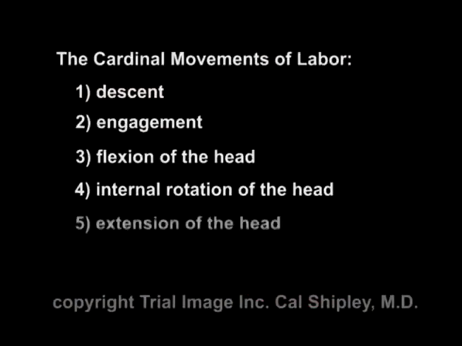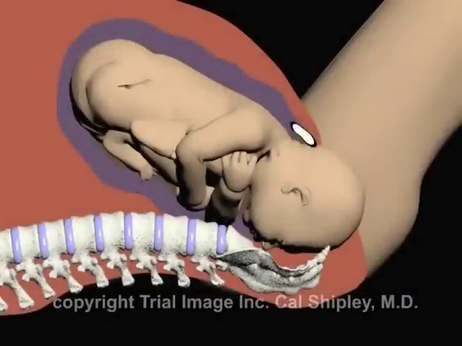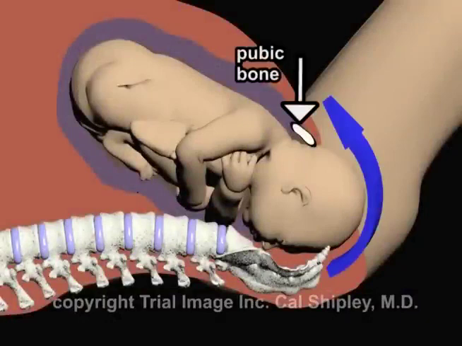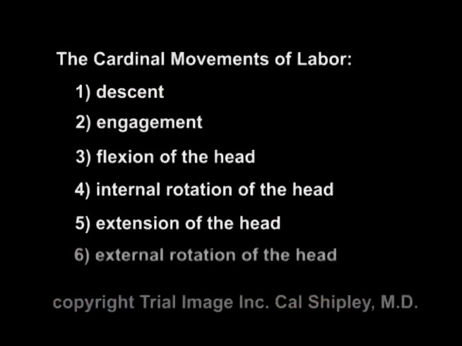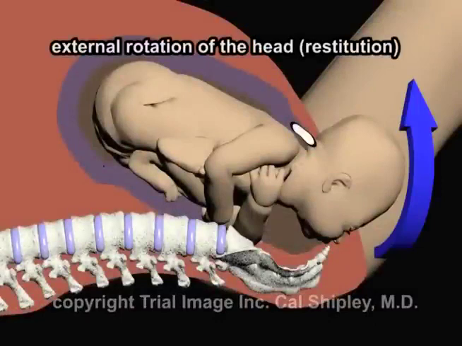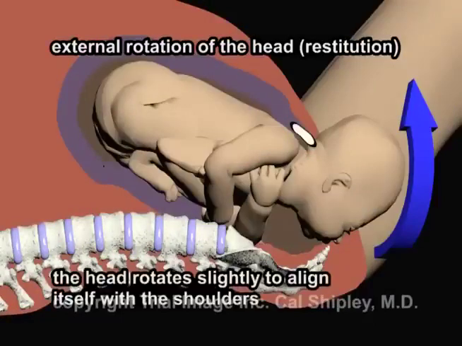The fifth cardinal movement is extension of the fetal head. Extension of the fetal head facilitates its movement beneath the mother's pubic bone and allows delivery of the head. The sixth cardinal movement is external rotation of the baby's head. This movement is also known as restitution. Once the fetal head delivers and becomes free of the constraints of the pelvis, it rotates slightly to assume its natural alignment relative to the shoulders.